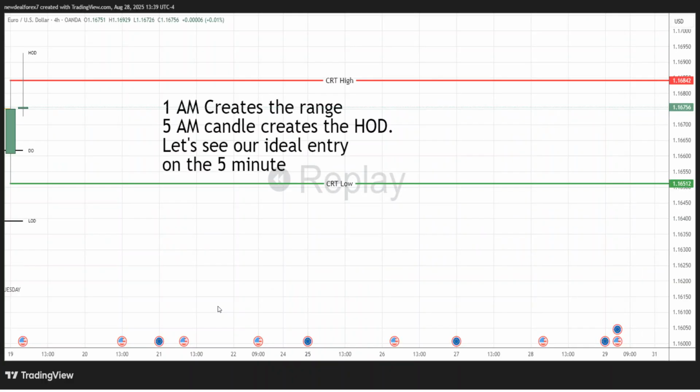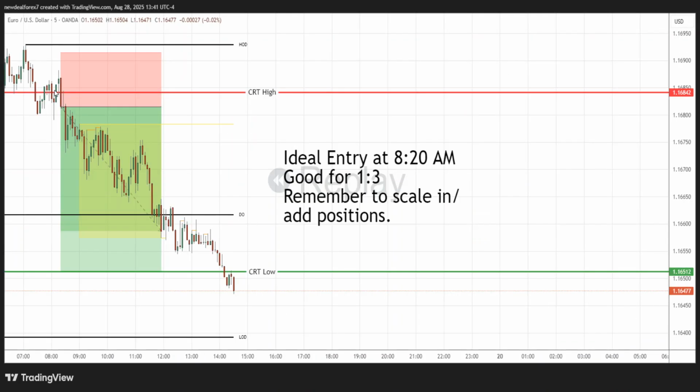Okay, so here are some short examples real quick. So 1 a.m. creates that first high of the day. New high of the day gets created right here. So we'll drop down to the 5-minute chart. The entry was at 8:20 a.m., which is still fine. 1 to 3. And remember to scale in and add to your positions. Okay, so this was your entry right here when price closed back in. You could have got in here as well.